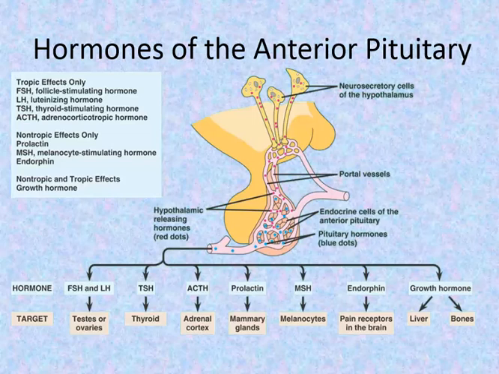Here are some of the hormones of the anterior pituitary, and you see that there are quite a few of them. This would be in that chart that I told you about on page 983. You'll be able to see those also. On the left here, I also found a little bit of information for you. These are non-tropic, these are non-tropic and tropic, and these are tropic only.